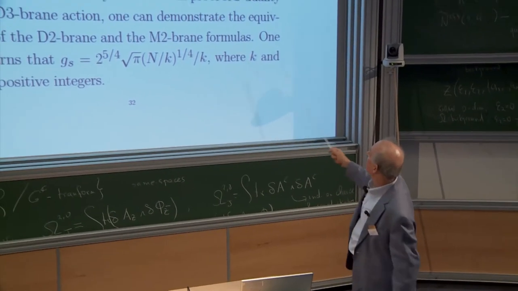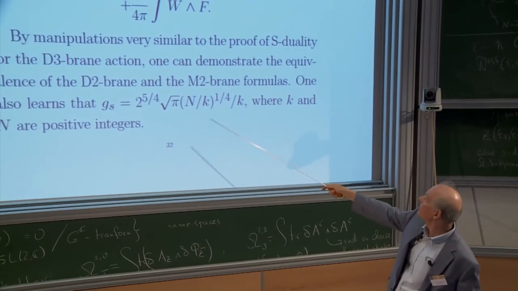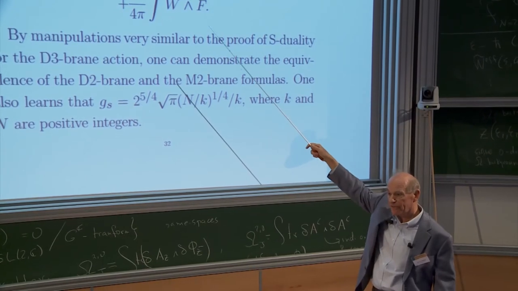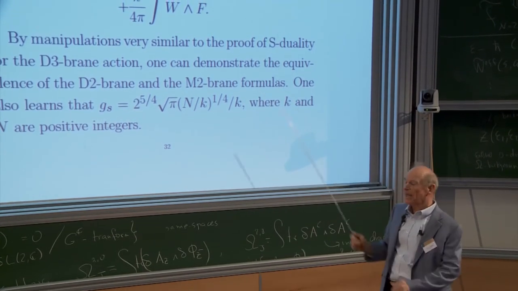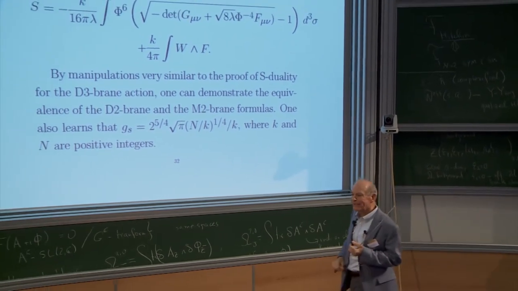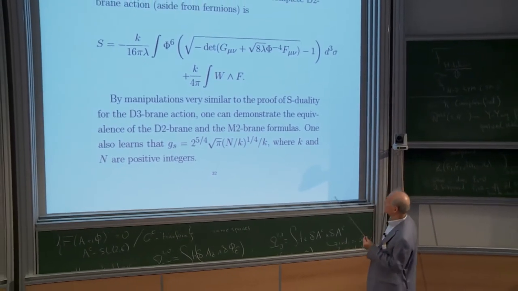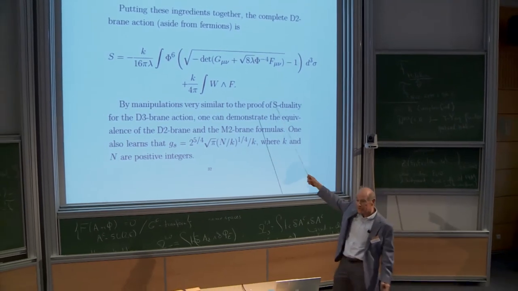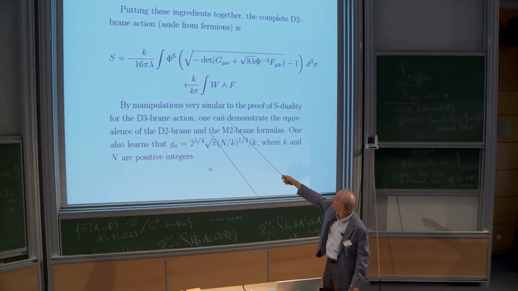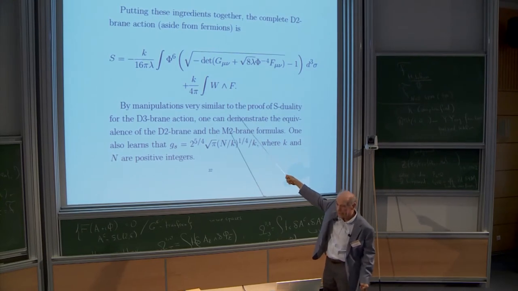So by manipulations very similar to the proof of S-duality for the D3 brane, one can demonstrate that this is equivalent to the one I got from the M-theory picture. So sometimes people think that the type IIA picture is less powerful than the 11-dimensional picture. But here you reproduce the same formula. But there is one piece of information you don't know if you only do it from the IIA point of view, because I cheated in writing it in terms of k and lambda.